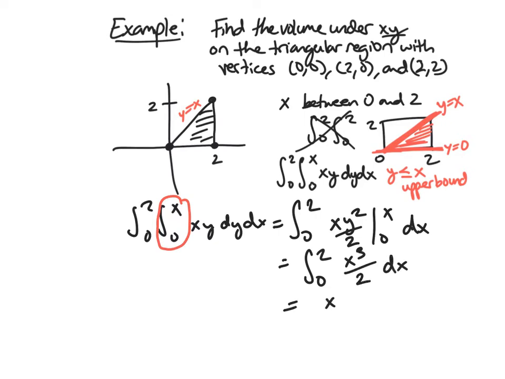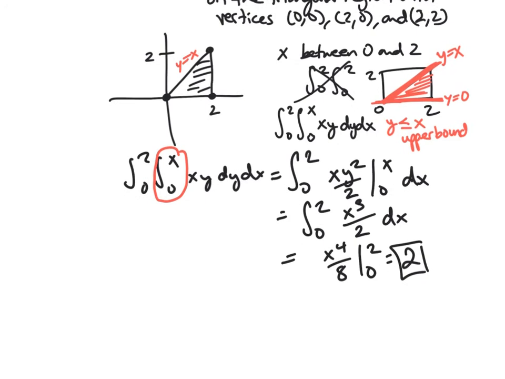And then when we integrate this, we'll get x to the fourth over 8 from 0 to 2, and that's going to give us 16 over 8, which is 2. So this would be our volume here. And it didn't necessarily matter that we chose to do x there. So let's look at the alternative.